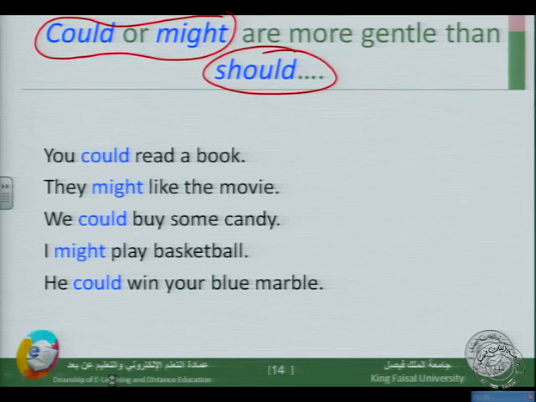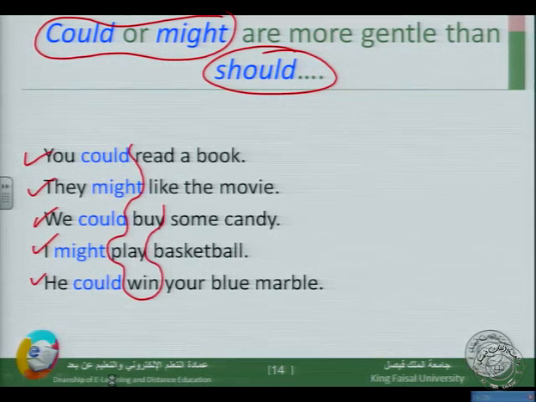You could read a book. They might like the movie. We could buy some candy. I might play football. He could win your blue marble. As you can see, the verbs after could and might are base verbs. They have base form, no additions.